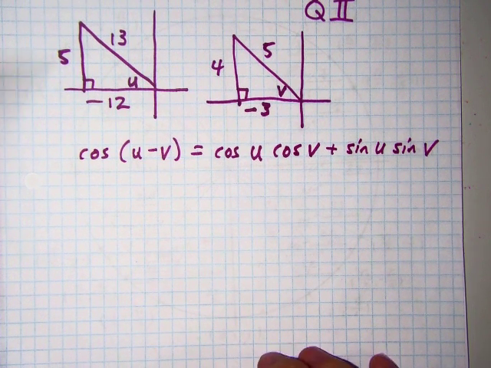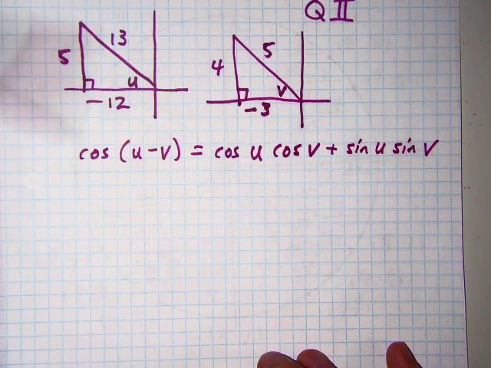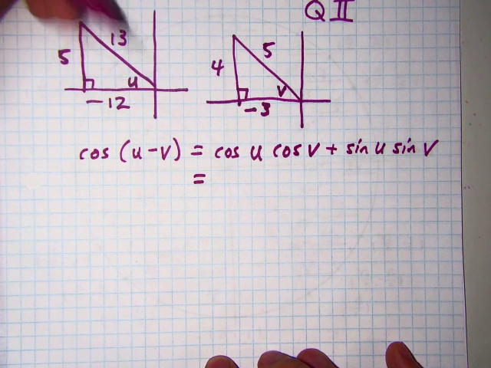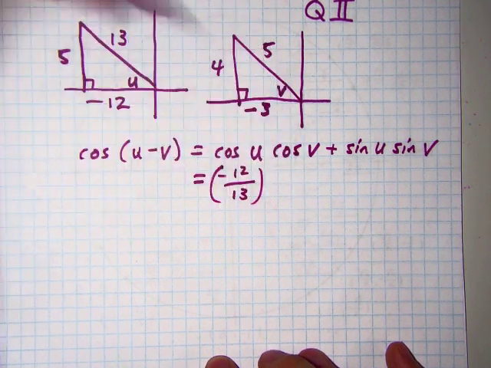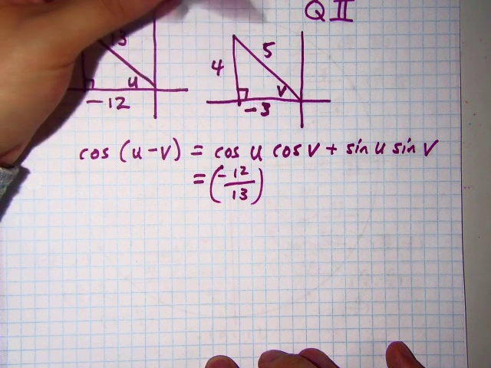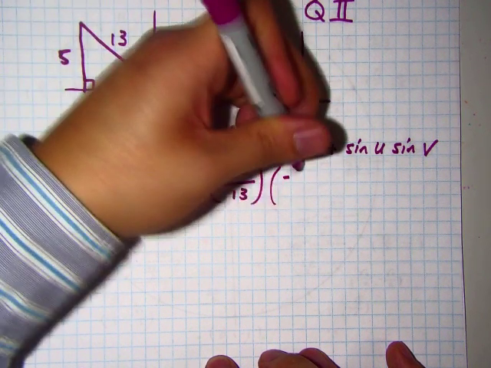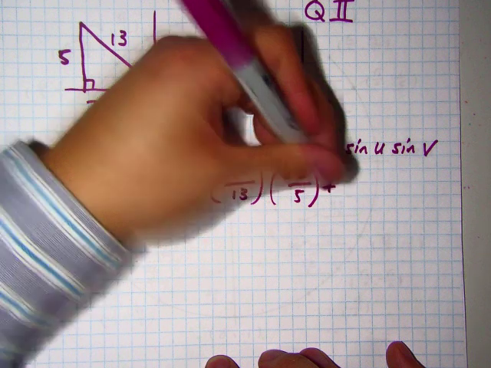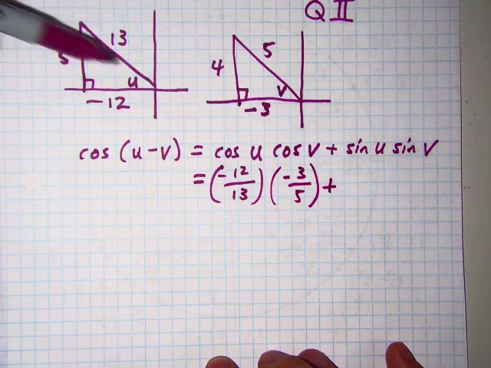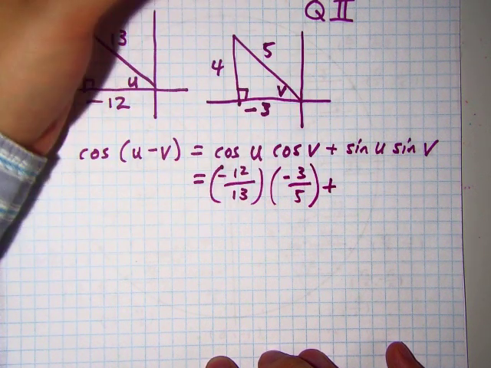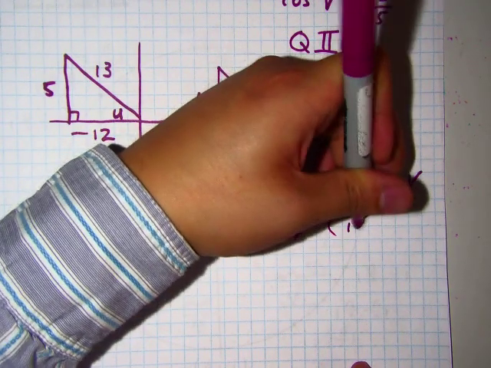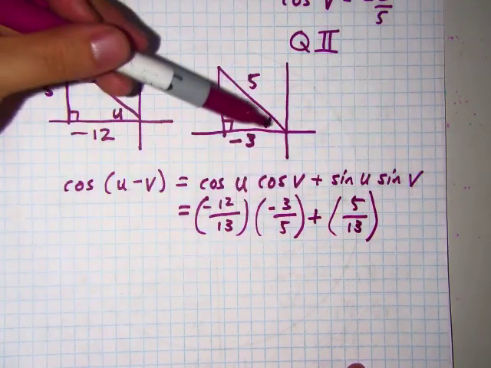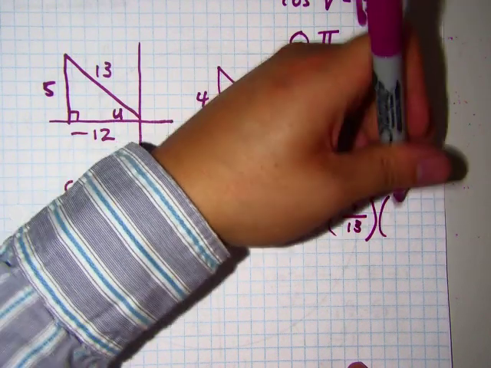Okay, cosine of u now. Cosine of u is adjacent over hypotenuse, so that's going to be negative 12 over 13. Cosine of v is negative 3 over 5. That was given to us earlier. Plus sine u now, and that we were given earlier. That's up here. That was 5 over 13. But you can look at your drawing too. And sine v, that is 4 over 5.